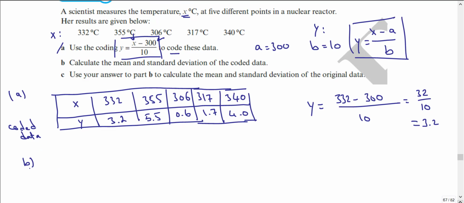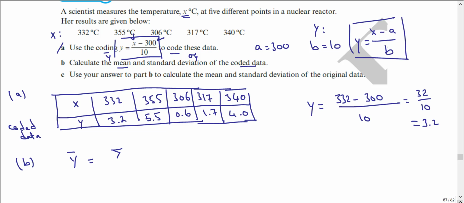Part B, they say calculate the mean and the standard deviation of the coded data. The question is clear. We want the mean and the standard deviation, sigma y and y bar. Why? Because they said coded, so I'm looking for y. Let's find the mean first. It is y bar. What's the rule for the mean, Adam?